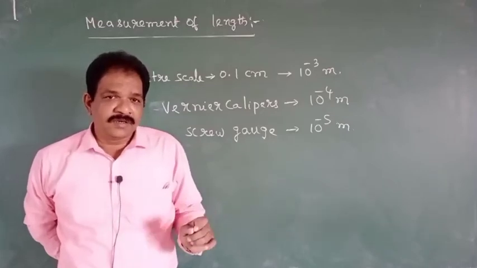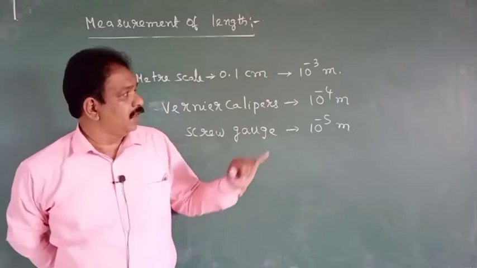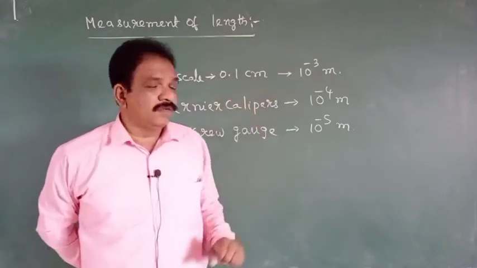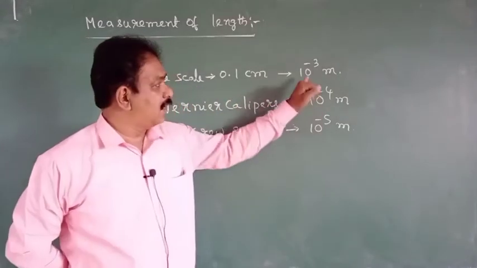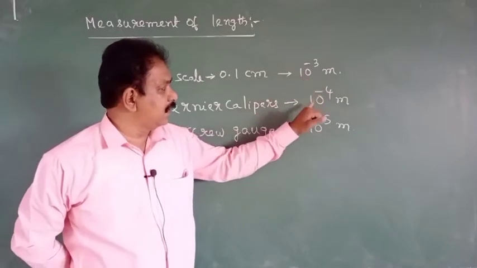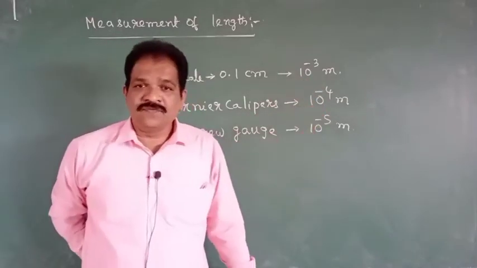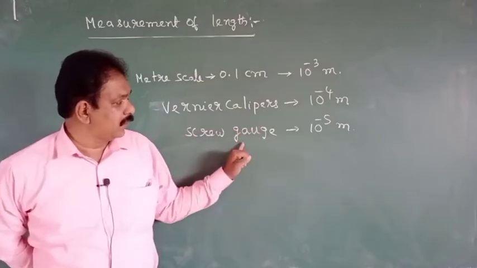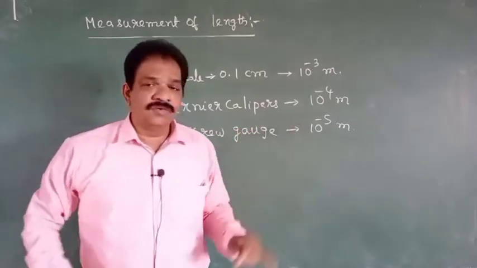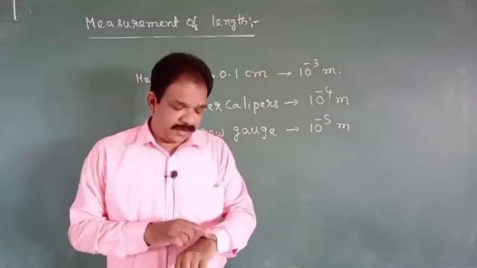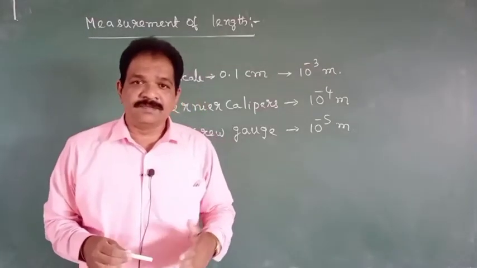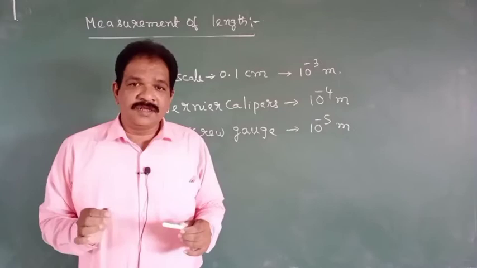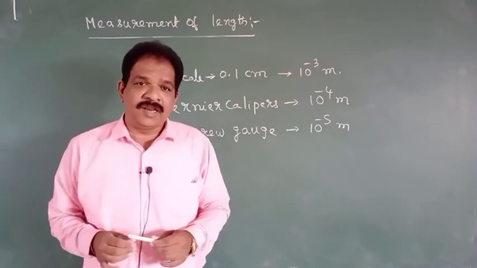The least count of the meter scale is 0.1 centimeter or 10 power minus 3 meter. The least count of vernier calipers is 10 power minus 4 meter. The screw gauge least count will be 10 power minus 5 meters. Clear?